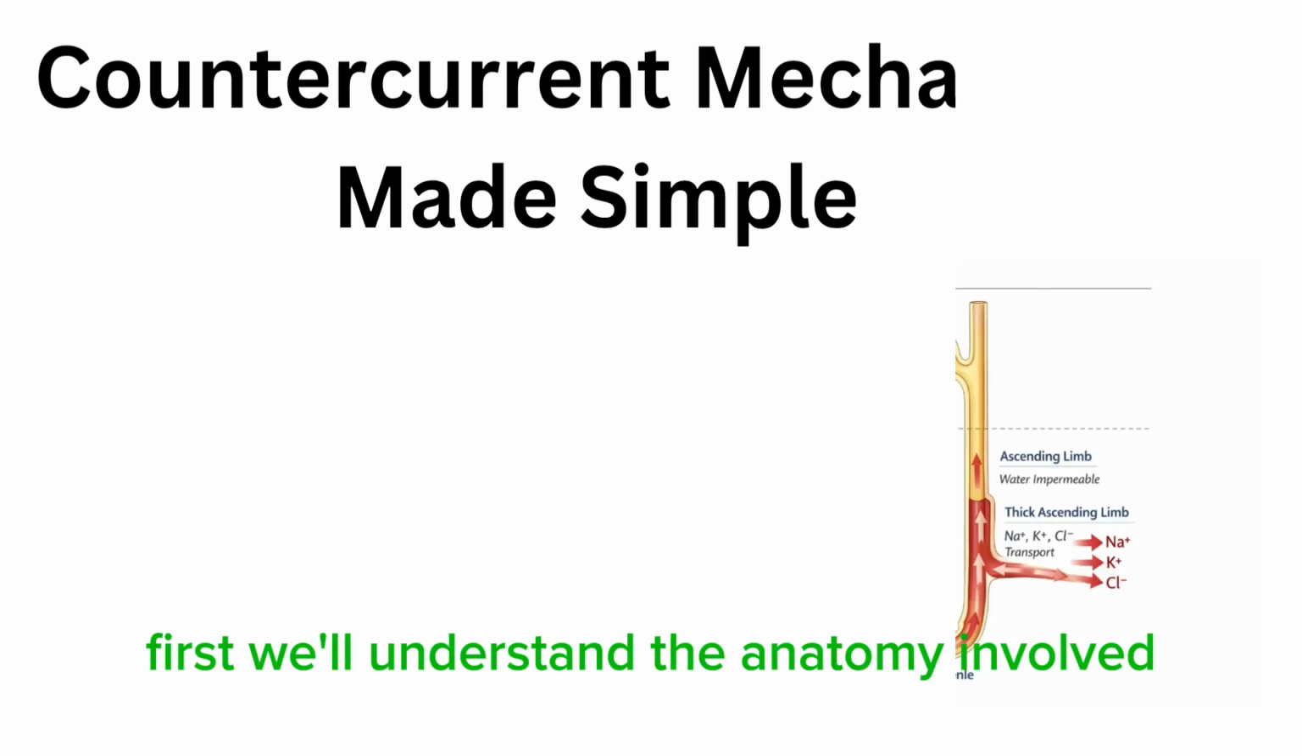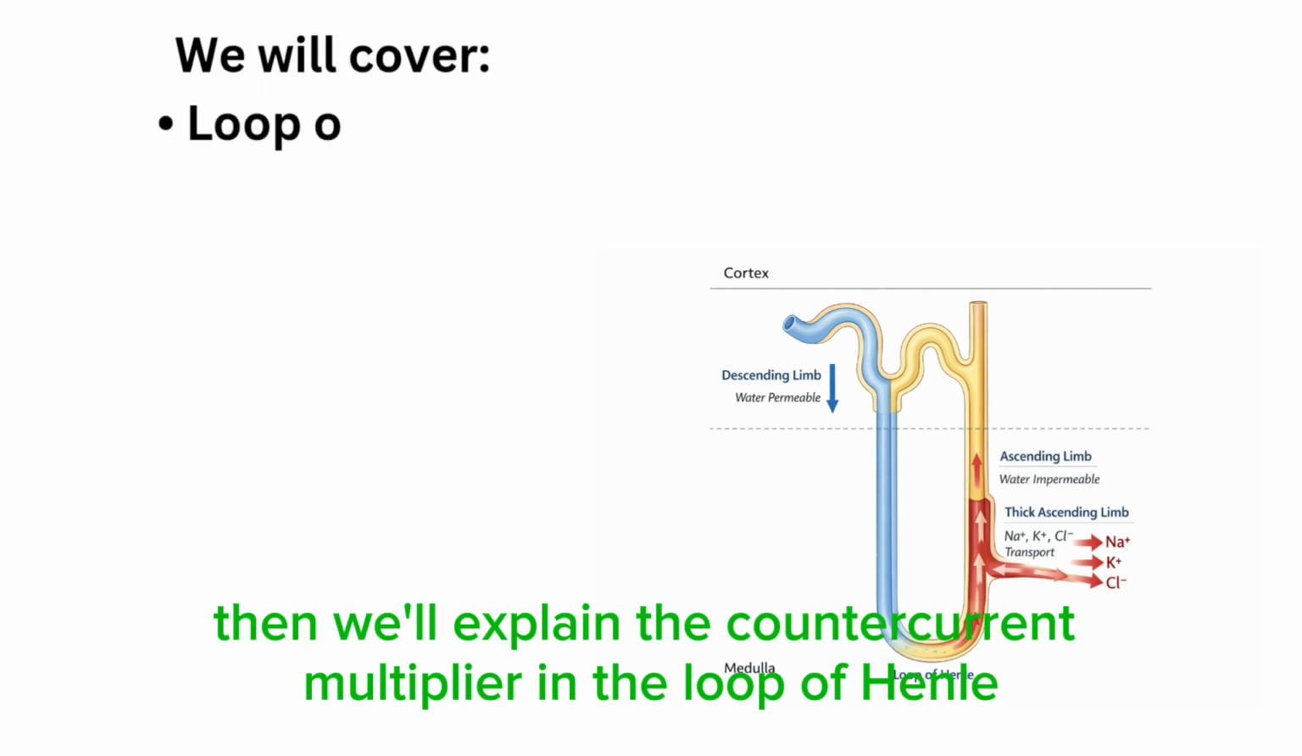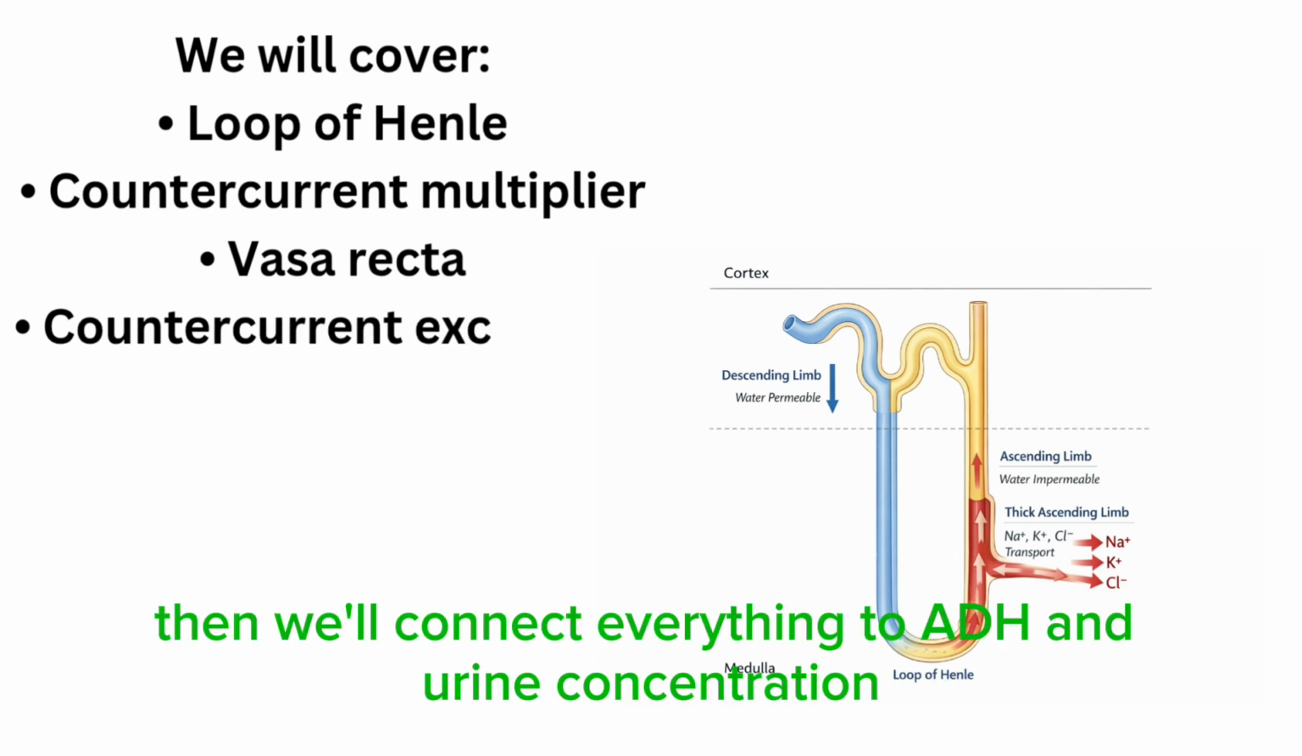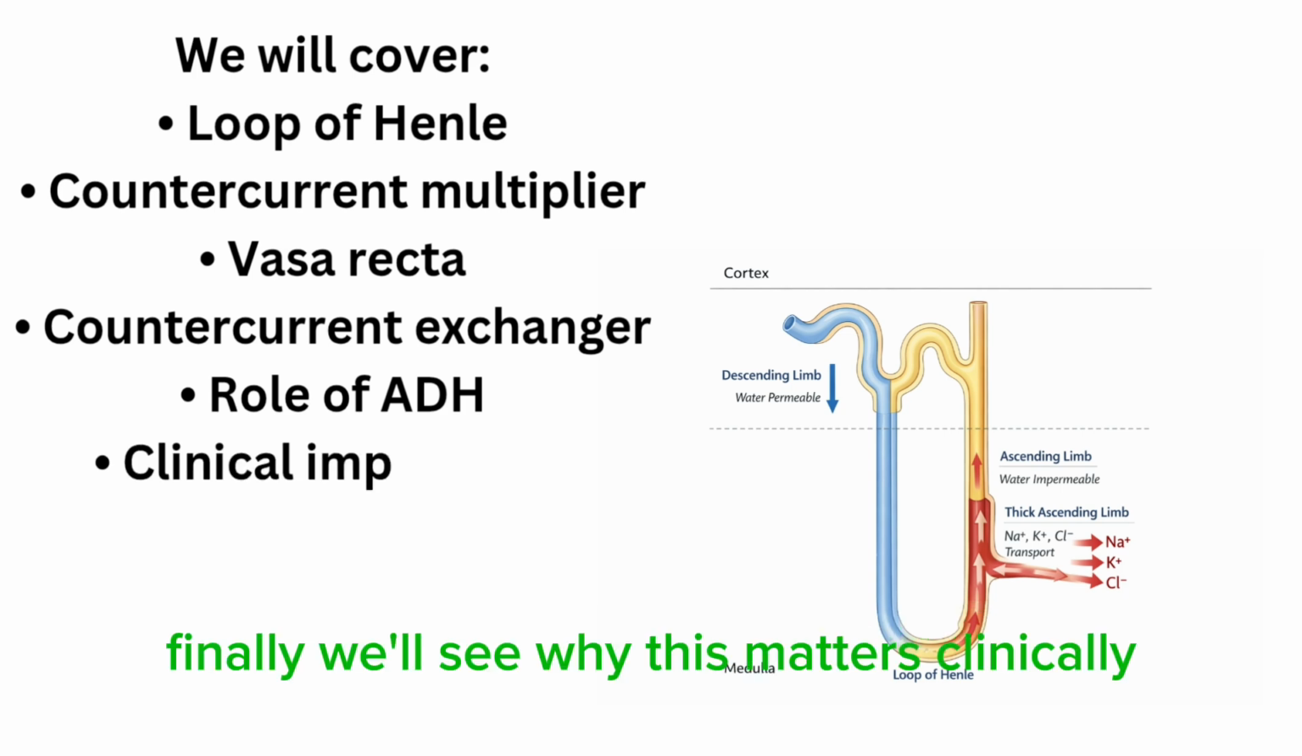First, we'll understand the anatomy involved. Then we'll explain the countercurrent multiplier in the loop of Henle. After that, we'll look at the Vasa Recta and the countercurrent exchanger. Then we'll connect everything to ADH and urine concentration. Finally, we'll see why this matters clinically.